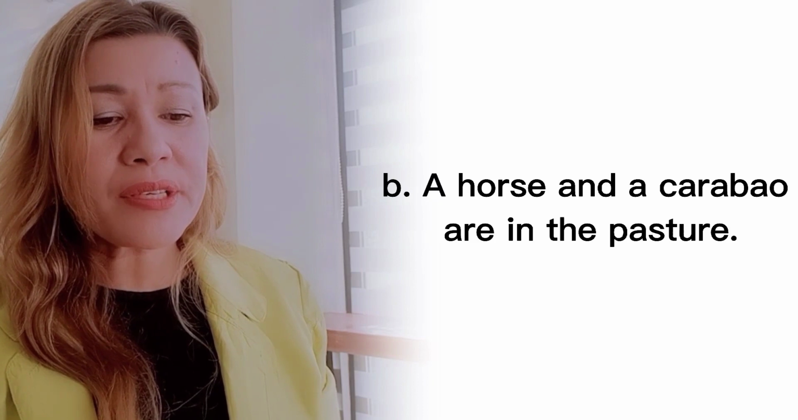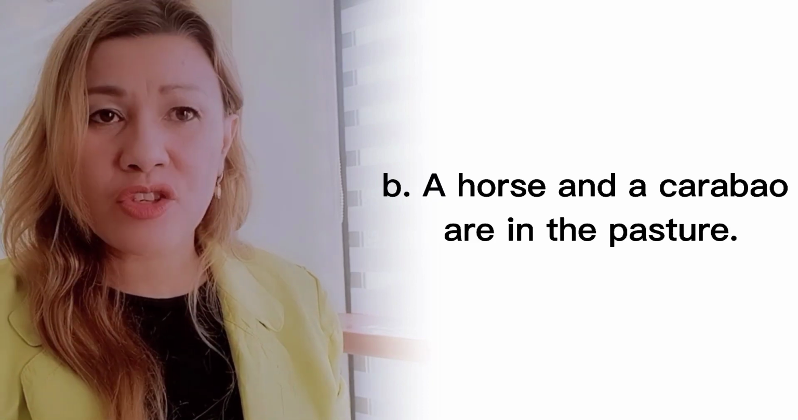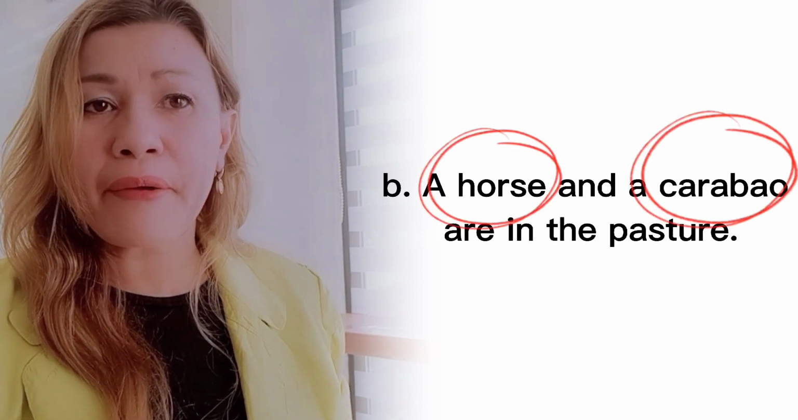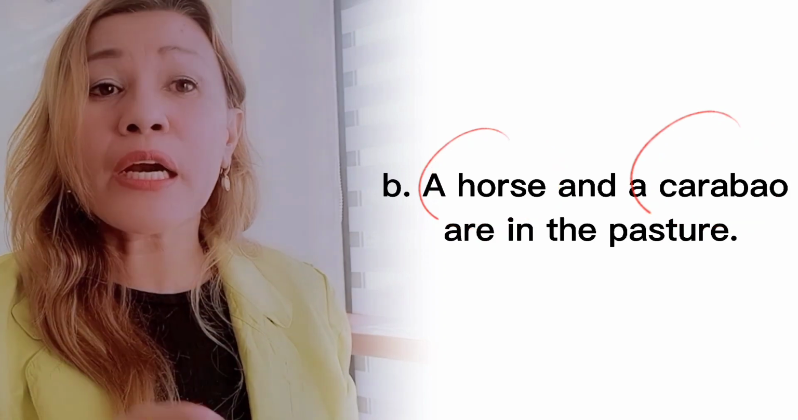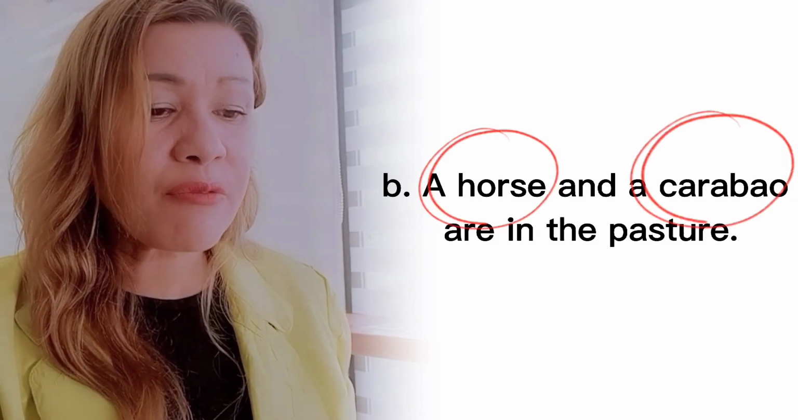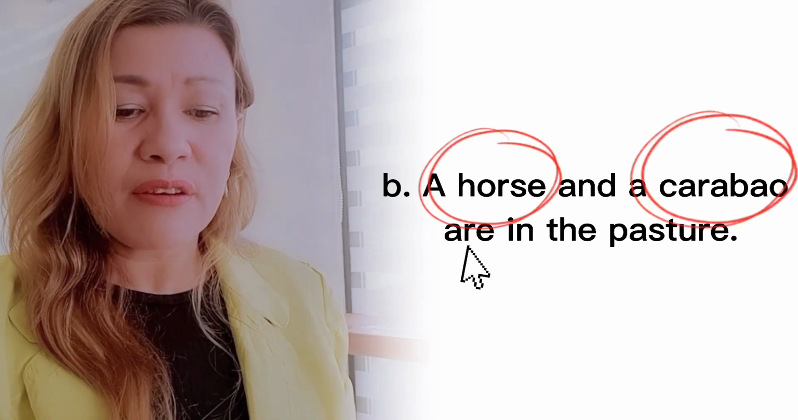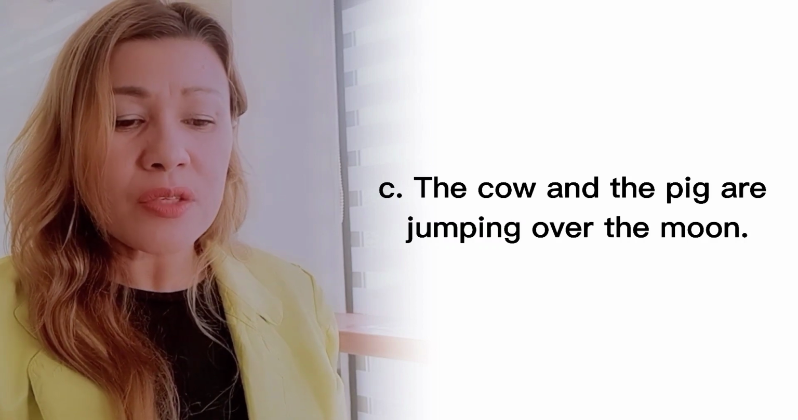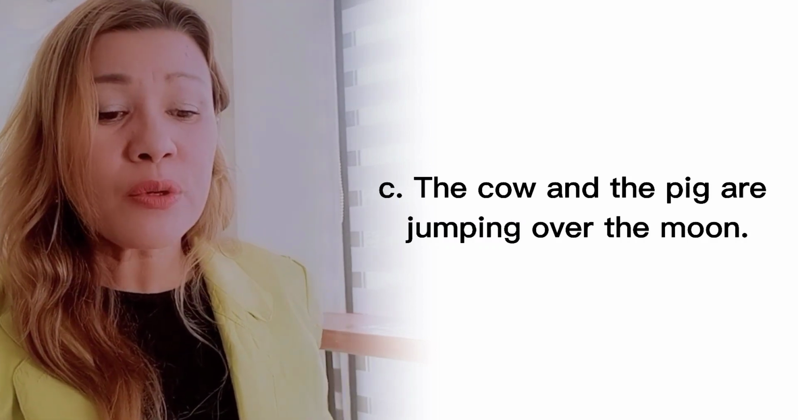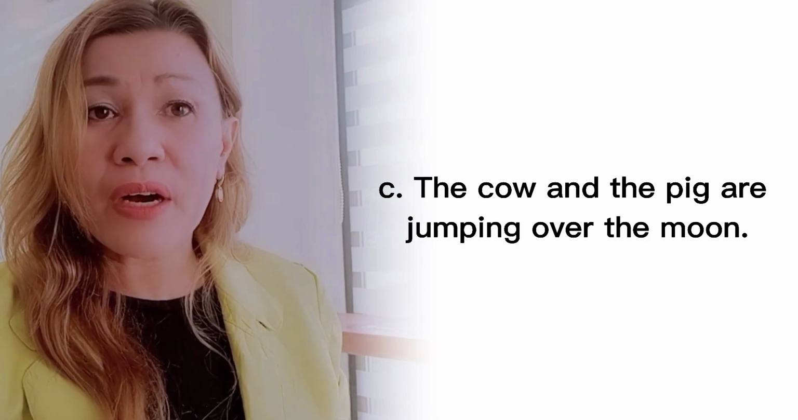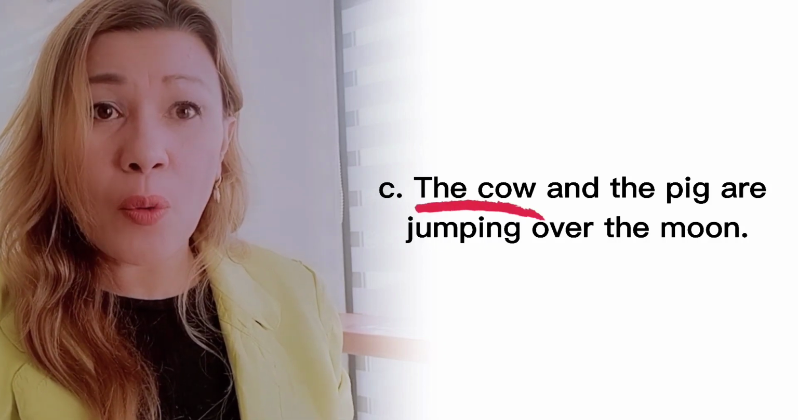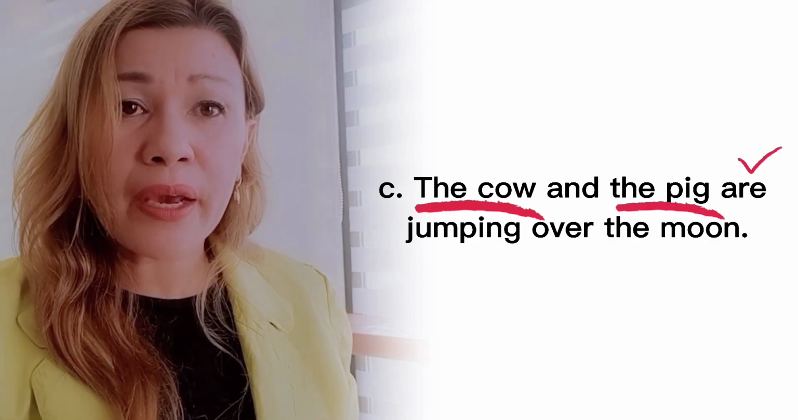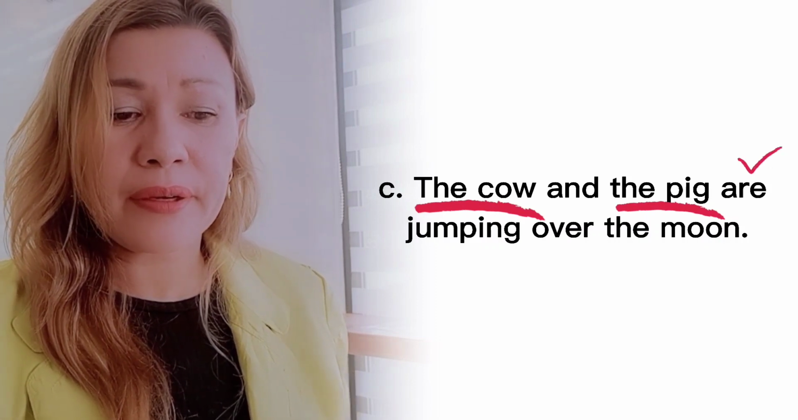Another example. A horse and a carabao are in the pasture. In this sentence, you have two subjects, a horse and a carabao. So, they are plural, therefore you need the plural verb are and not is. Finally, you have the cow and the pig are jumping over the moon. So again here in the sentence, we have a compound subject, the cow and the pig. Plural, therefore we need the verb are jumping, not is jumping.